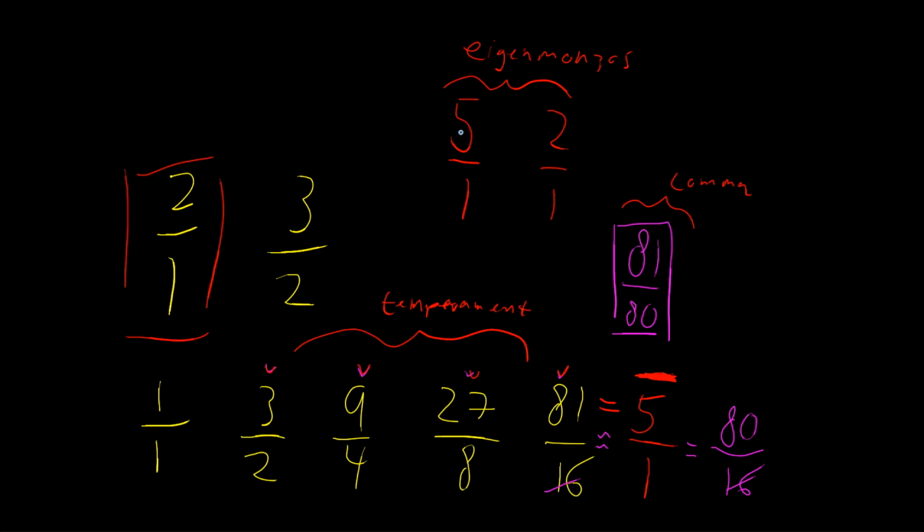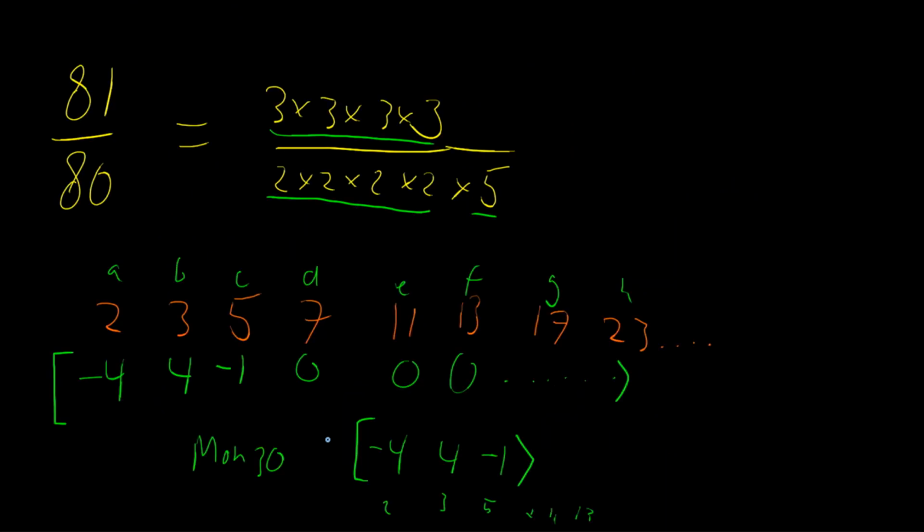Eigenmonzos are the ratios that don't change from just intonation when you apply a temperament to the scale. The Monzo is a way of representing intervals using primes as columns, which makes it easy to add and subtract these prime numbers, which results in multiplying and dividing the ratios. So it's just a very easy way of analyzing and comparing intervals.